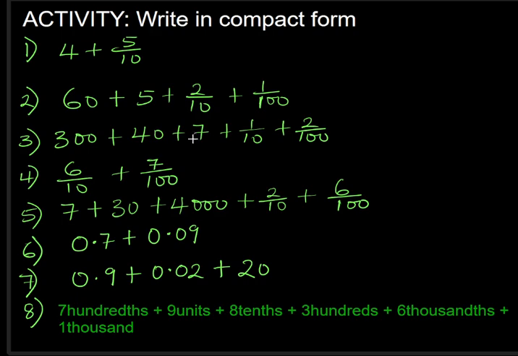So see, these are the activities we have to work on. Write in compact form. So we have these questions, 8 of them. Please do well to go through them. Arrange them. If they are not arranged, arrange them first. Now, when you arrange, if there's any place value that is missing, make sure you put 0 while writing it out in compact form.